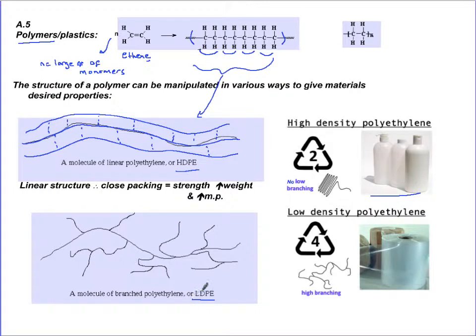So if you change the reaction condition, now you're capable of producing branches. If this is the backbone of one polymer, then you have other polymers attaching like this, and this branching is going to interrupt the packing, and therefore your van der Waals forces go down, your rigidity goes down, your weight goes down, and your melting point goes down. So low density polyethylene, high density polyethylene. Now the question is, how do you make them?